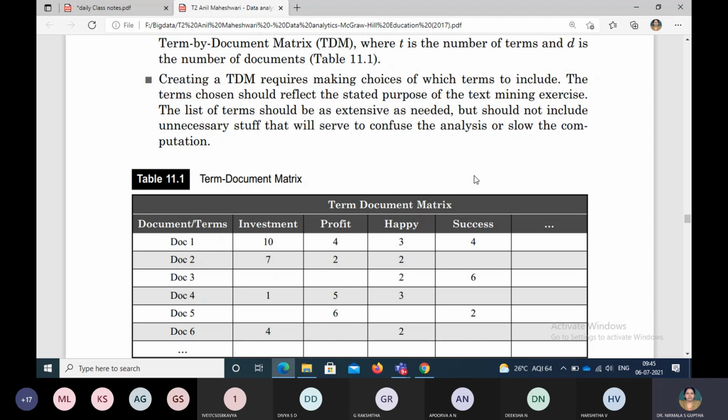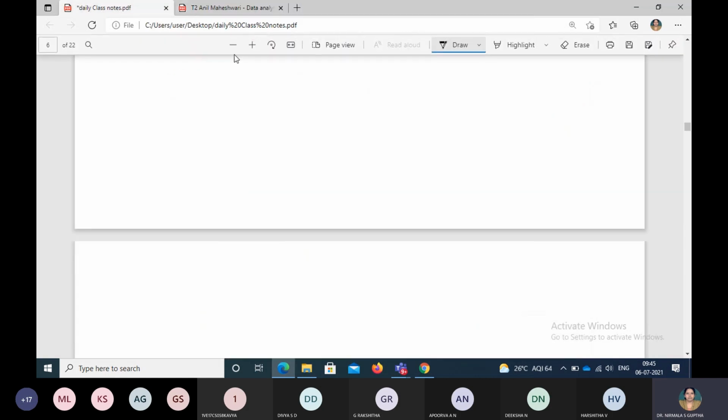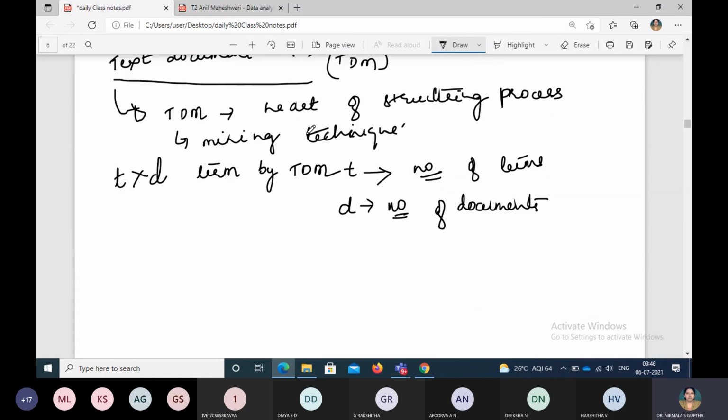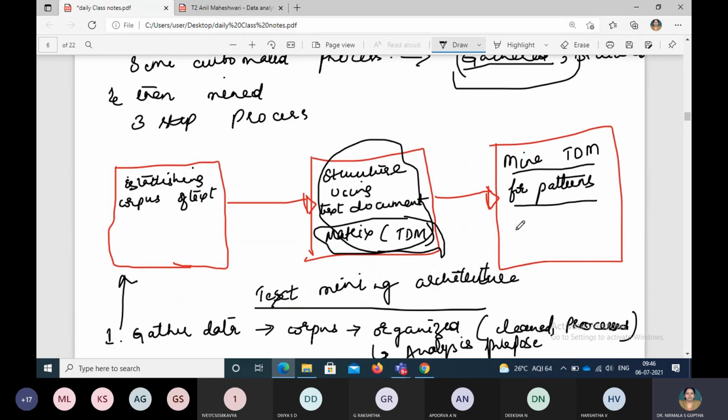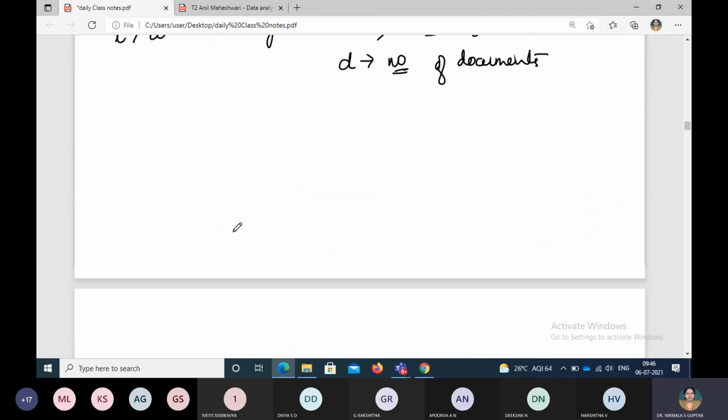Then the next concept comes: mining this particular TDM. After getting the TDM, the next immediate task is how do we do the mining? That is the third step here. See, mine the TDM for patterns, the third phase in the architecture. So what I have discussed. When I say mining the TDM, what do you understand?